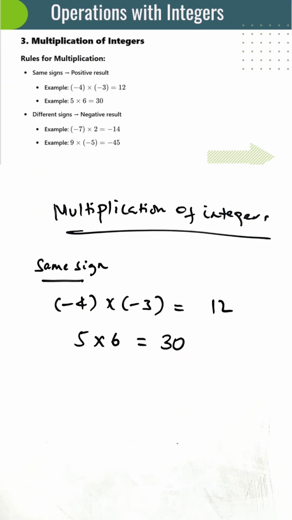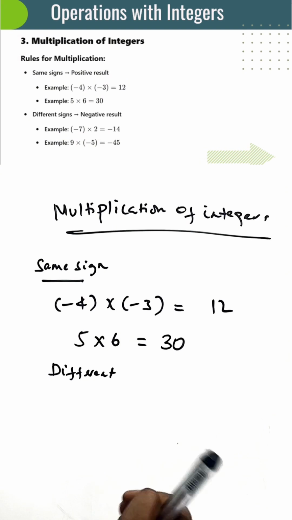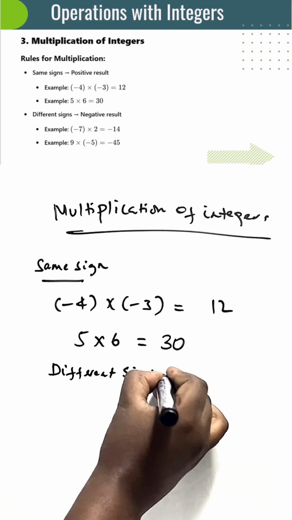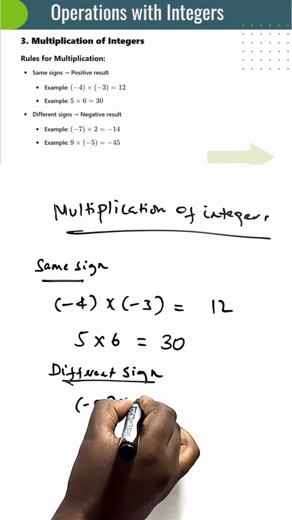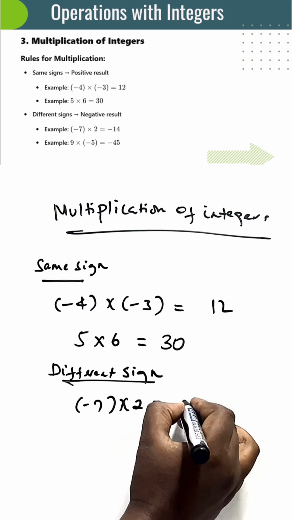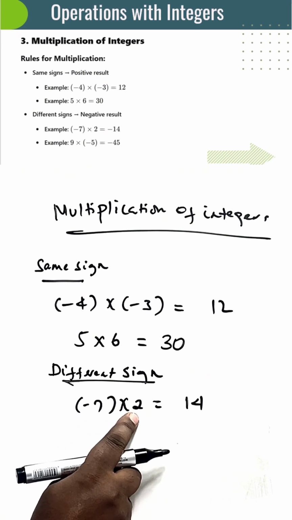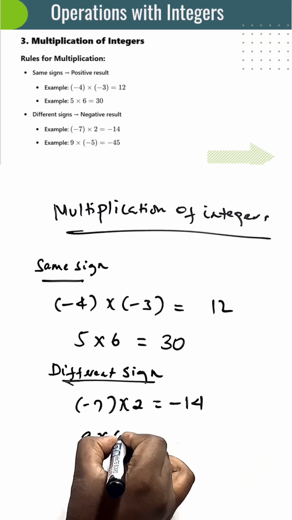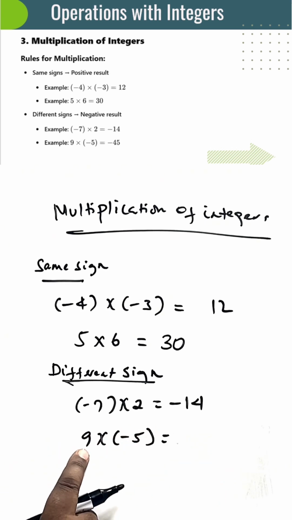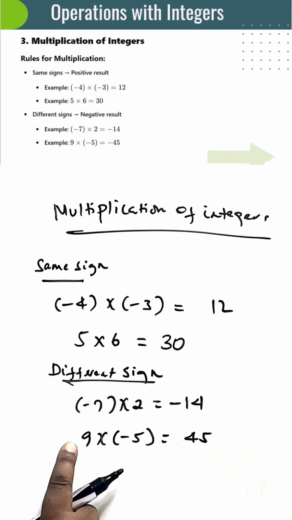But when you have different signs, what do we do? Let's say we have minus 7 multiplied by 2. In this case, 7 times 2 would be 14. But a negative number times a positive number, negative times positive would be negative. So the answer would be negative, okay? Let's say 9 times minus 5, for example. In this case, we still keep 9 times 5, which is 45. But the sign, this is positive, but this is negative. Positive times negative would be negative.